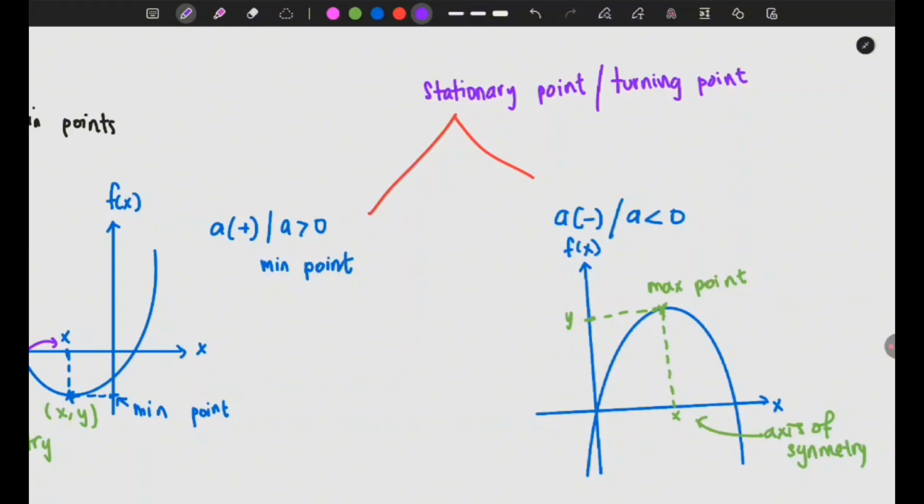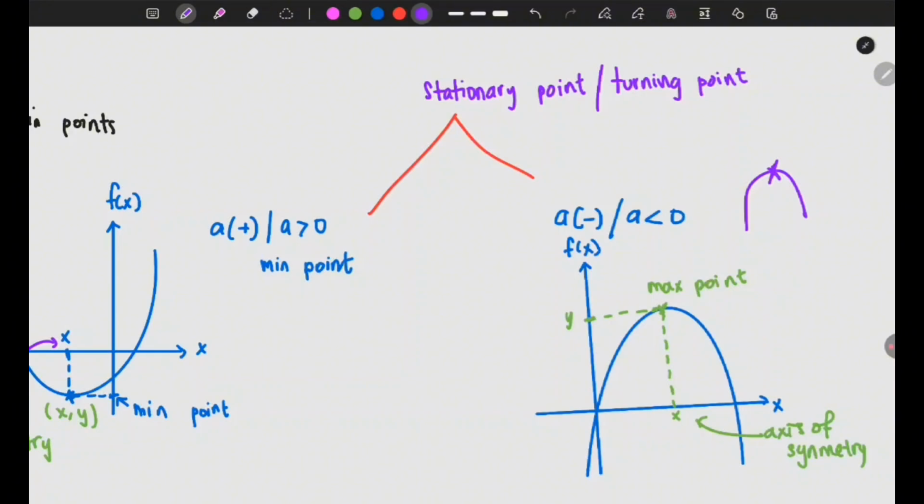Either it's a minimum point or a maximum point. How do we identify? Looking at the a value. If your a is negative, you have a sad face, so the curve will look something like this. So the peak, the topmost point, will be the maximum. If you're a negative person, then it will be a sad face. If you're a positive person, you're full of smiley happiness, so you smile, so it will be the minimum point.